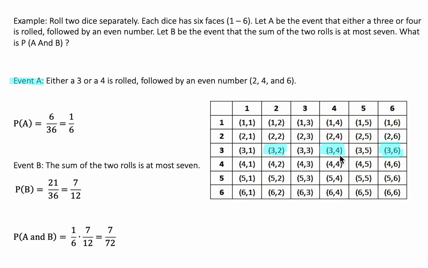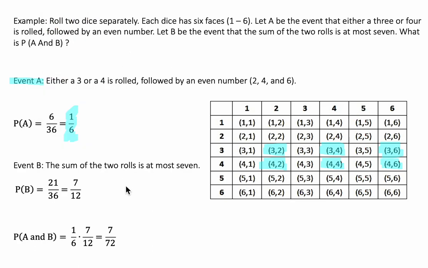That would be when the 3 is rolled first, and then if you roll a 4 first, that would be 4, 2, 4, 4, or 4, 6. So, because we have a total of 36 possibilities, and for event A, we would have 6 possibilities out of 36, our probability when we reduce it for event A would be 1/6.